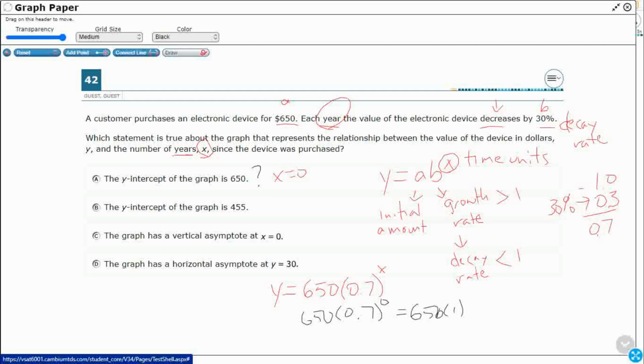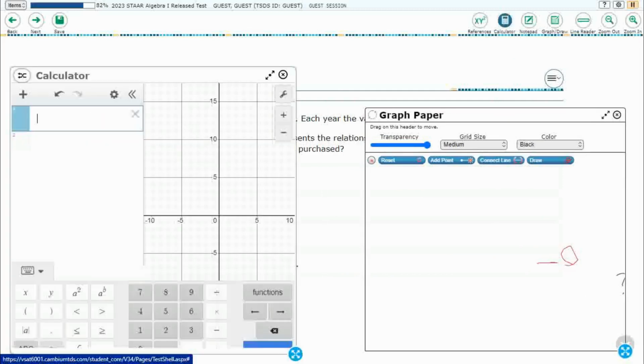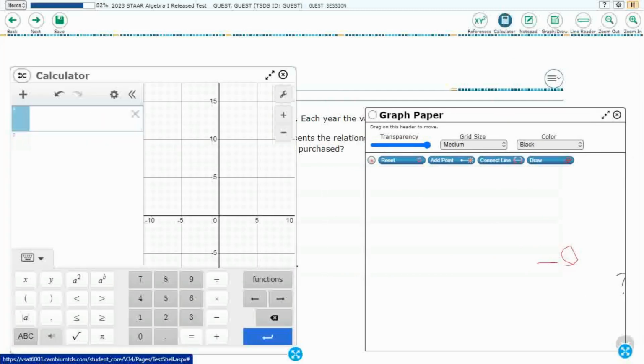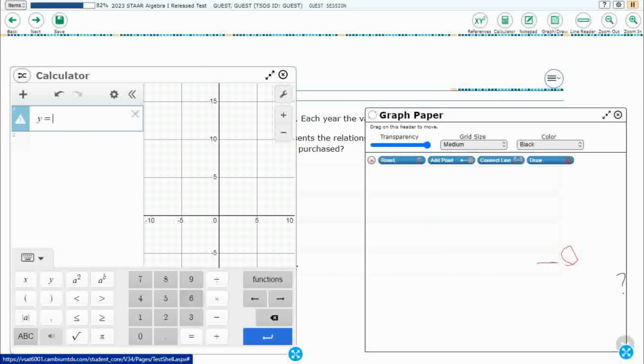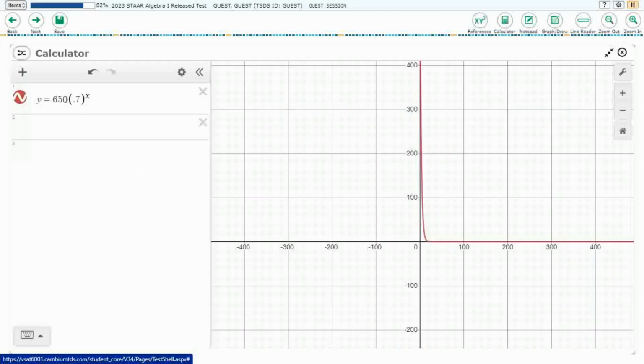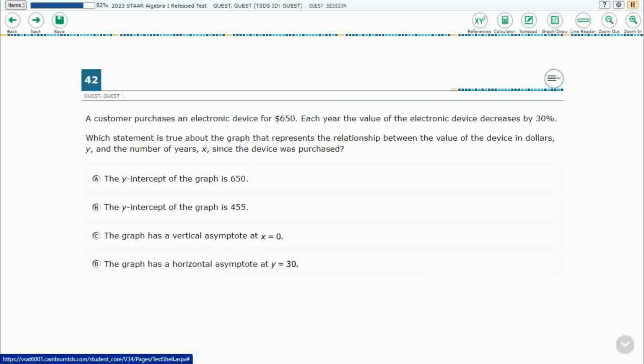The graph has a vertical asymptote of x equals 0, horizontal asymptote of... Okay, so we are going to have to graph that to verify. So let's just go ahead and open up our graphing calculator here. We're going to say y equals... and then what was our problem? We said 650, 0.7 to the x. So it looks like our horizontal asymptote is going to be that y equals 0, and we probably crossed right up there around that 650 mark. So our answer here is A.